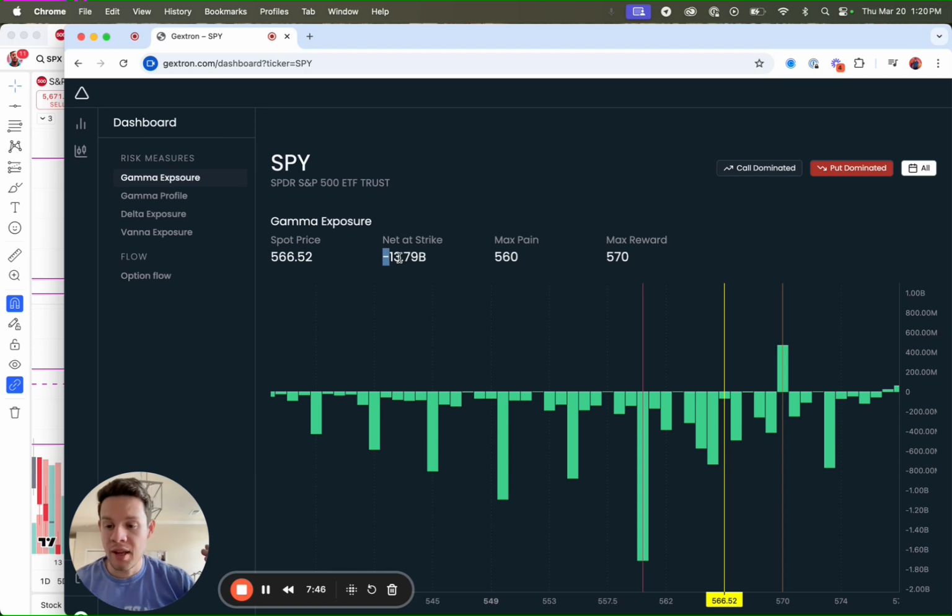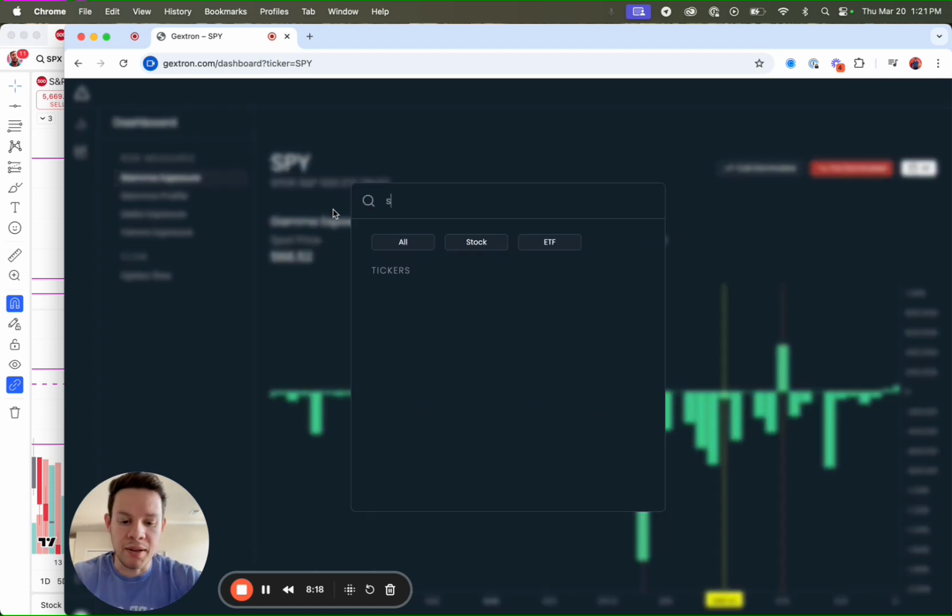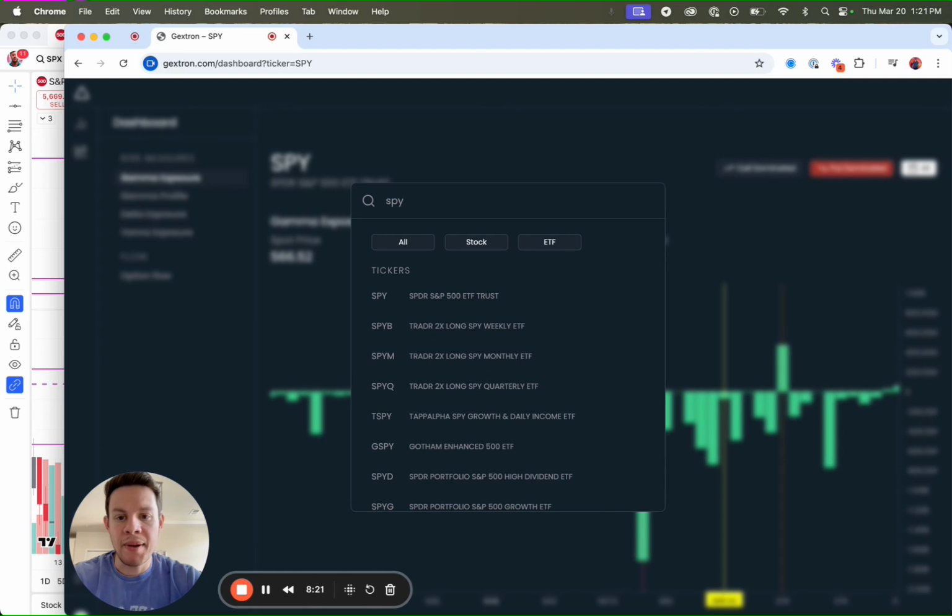You'll see that often, time and time again, because there's a lot of bullish momentum once it's 3 billion and above, or pretty bearish once it's negative 3 billion and below. Okay, so this is another good way to figure out whether SPY has enough gamma exposure directional bias. You do that by going to the SPY ticker, and when you use Gextron, you can look at any ticker. You could just start typing SPY, and it starts typing it out.